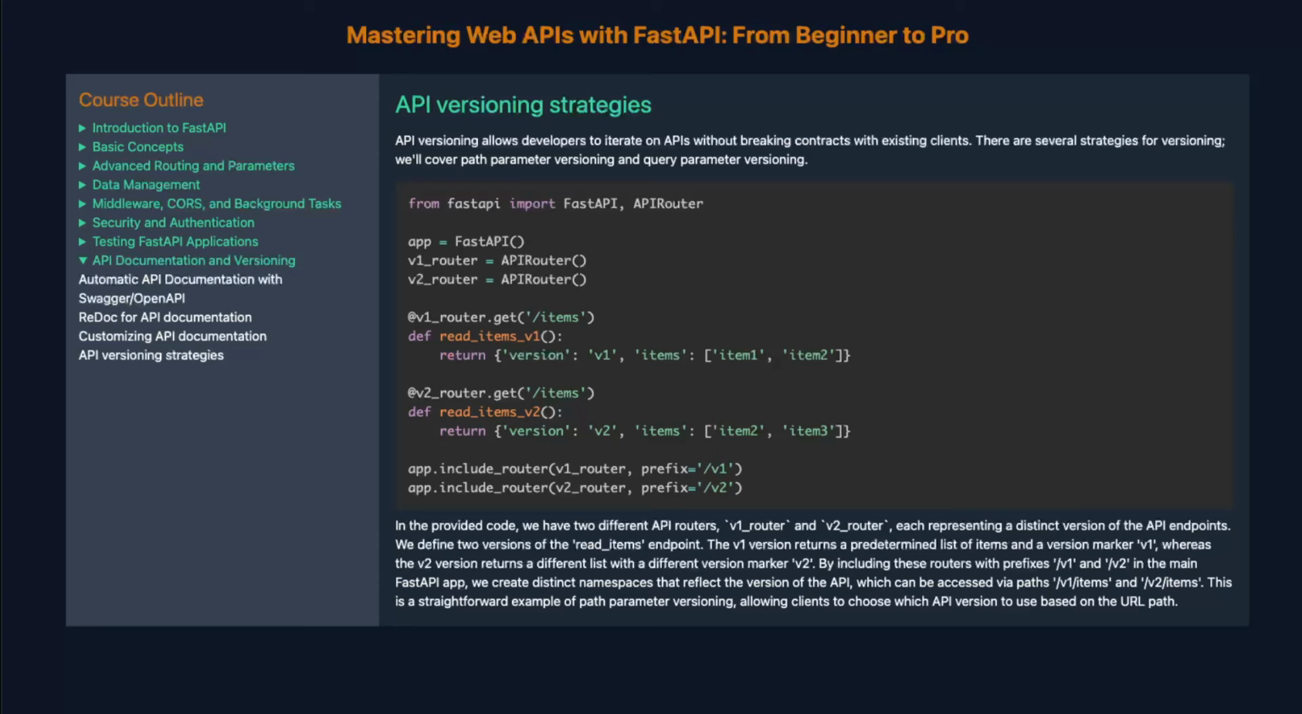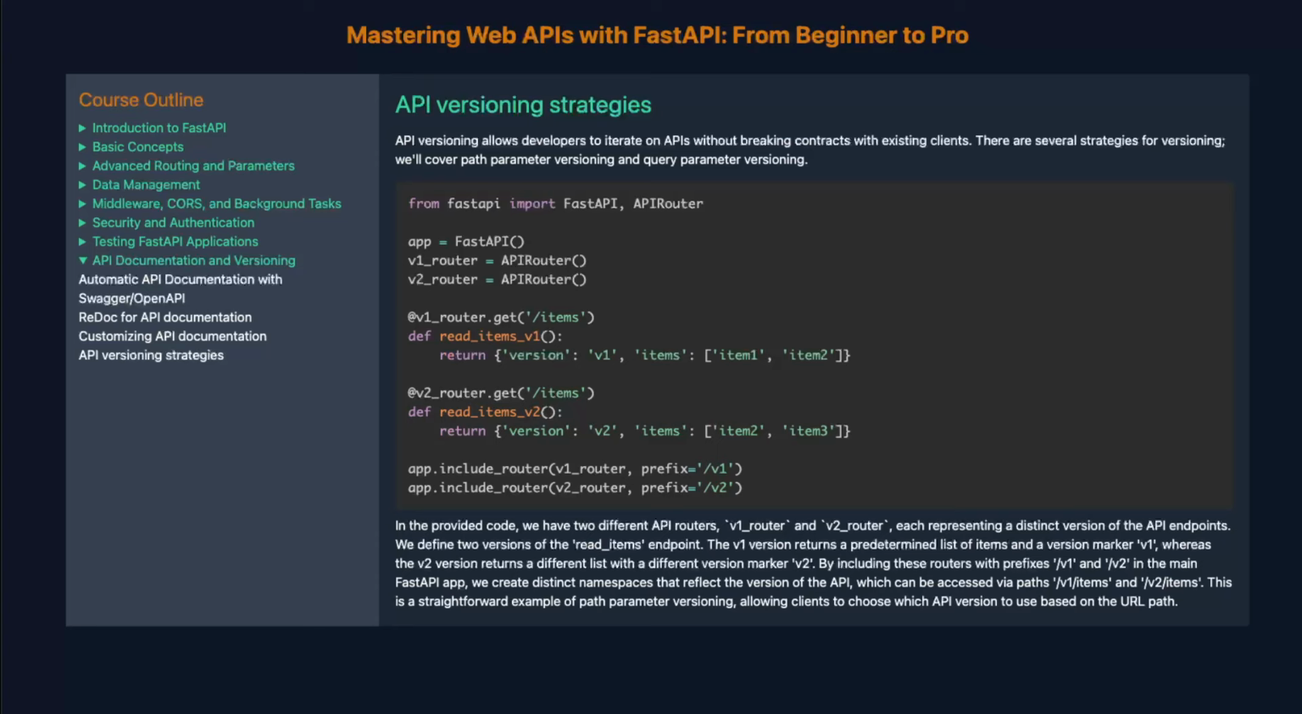The v1 version returns a predetermined list of items and a version marker v1, whereas the v2 version returns a different list with a different version marker v2. By including these routers with prefixes /v1 and /v2 in the main FastAPI app, we create distinct namespaces that reflect the version of the API, which can be accessed via paths /v1/items and /v2/items. This is a straightforward example of path parameter versioning, allowing clients to choose which API version to use based on the URL path.